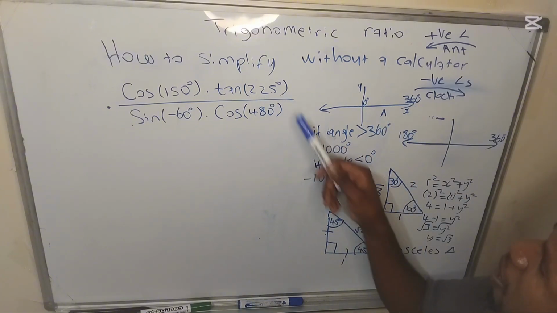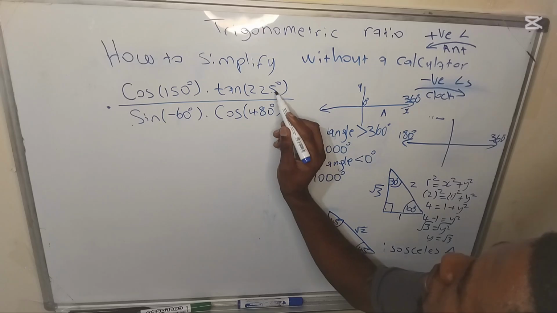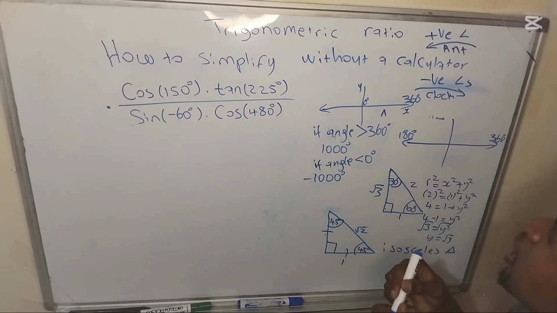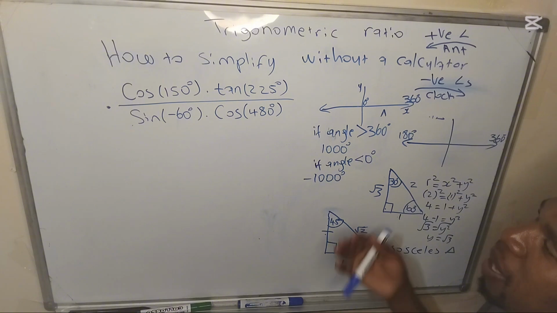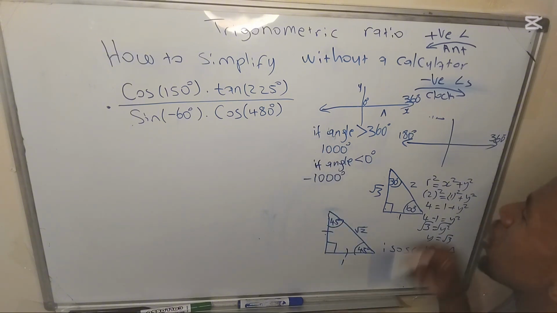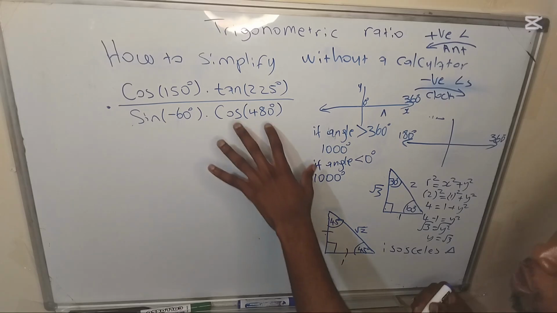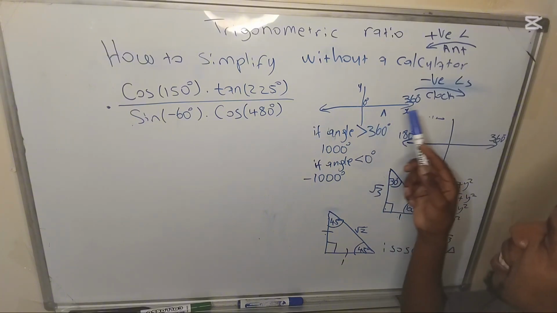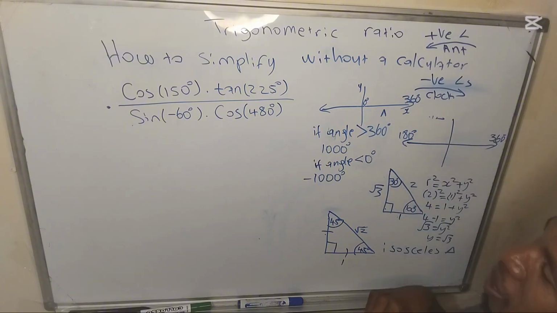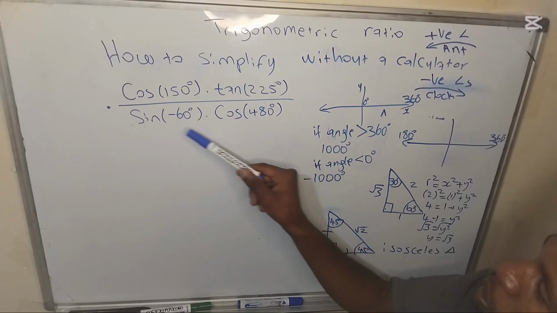Even 225 is found between what? 225 degrees is found between this range. So for those angles, you just need to simplify them and find your reference angle, right? Using 180 degrees and 360 degrees. When you simplify your angles, you use 180 degrees and 360 degrees, if your angle is between 0 degrees and 360 degrees. So you just need to work on these two angles.